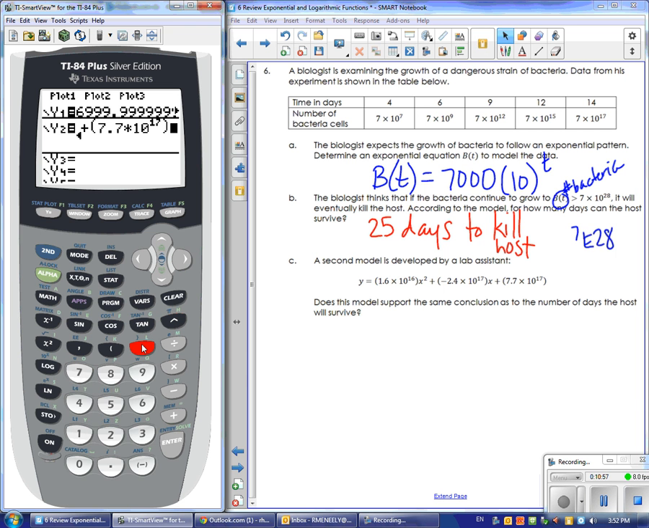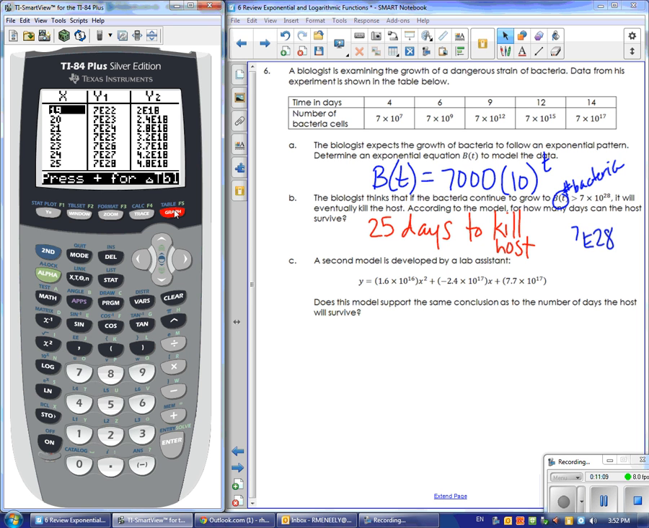Okay. And so essentially what I want to do is see if that model gives me the same results, if it'll show that the host can live for 25 days. So I'm going to go to my table again. And notice here, when I scroll down to 25 days, I know that with the model that the biologist had, the number of bacteria was large enough that it would kill the host. It was 7 times 10 to the 28th. But if I look at the other model, it's 4.8 times 10 to the 18th. That's a much smaller number. So the host is still alive on the 25th day.